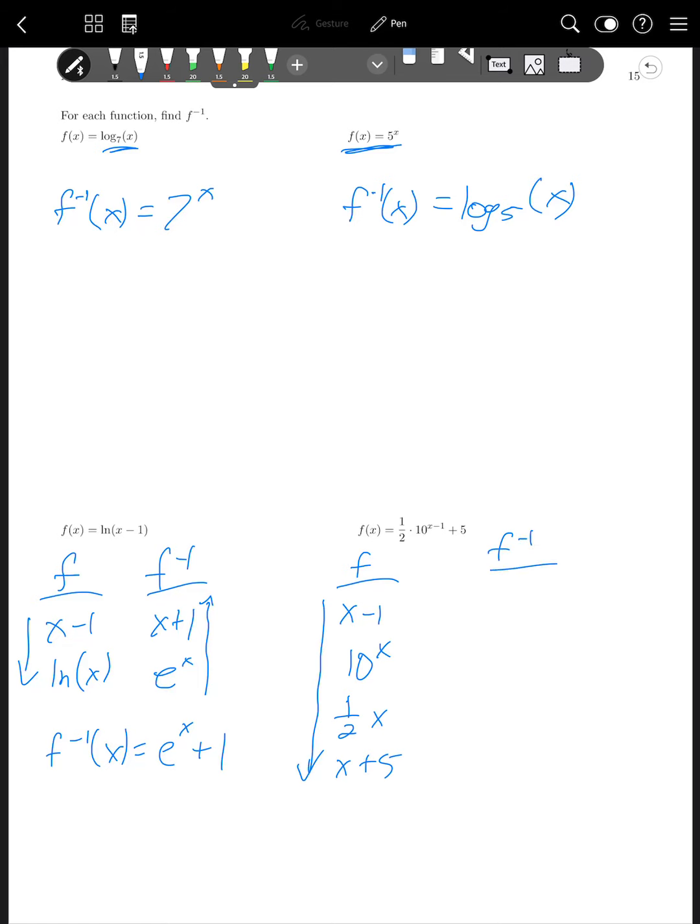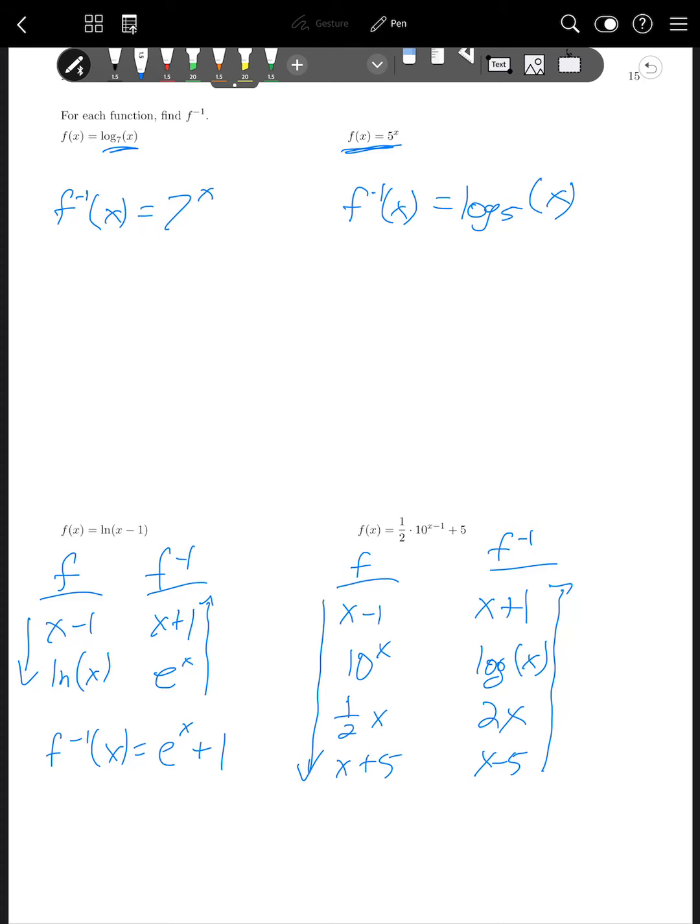So since the original function is these operations in this order, we now do the inverse operations in the opposite order. So x minus 1's inverse is x plus 1. The inverse of 10 to the x is log of x. The inverse of 1/2 times x is 2 times x. And the inverse of x plus 5 is x minus 5.